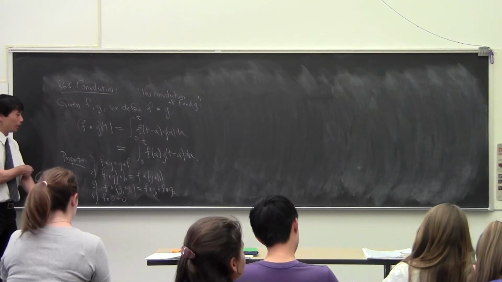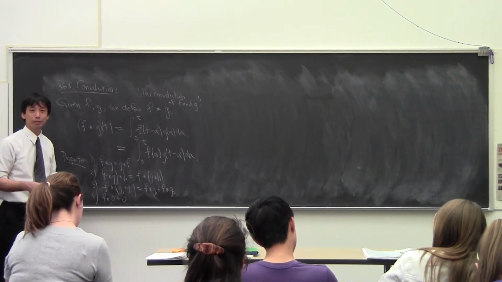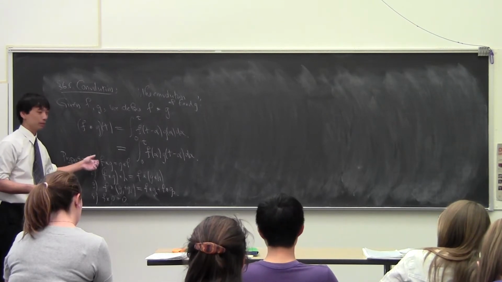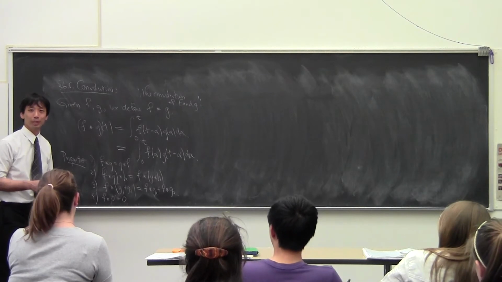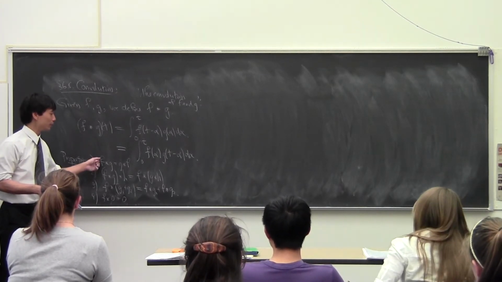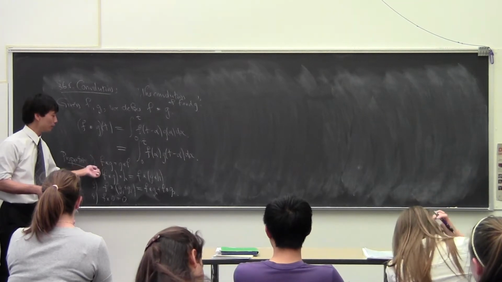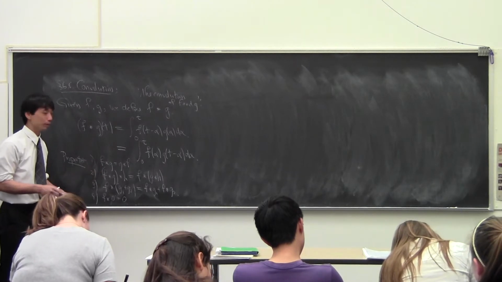Okay, so what does this remind you of? What does convolution strike you to be similar to? Multiplication, right? It's some way of multiplying functions, and it turns out to be commutative, associative. It has a 0: you multiply by 0, you get 0.